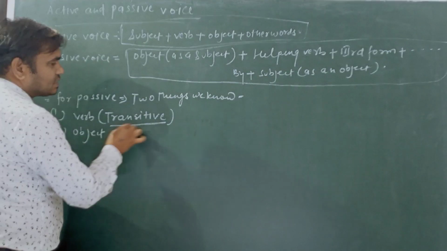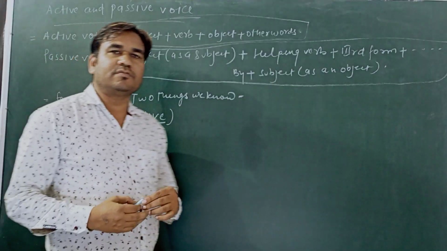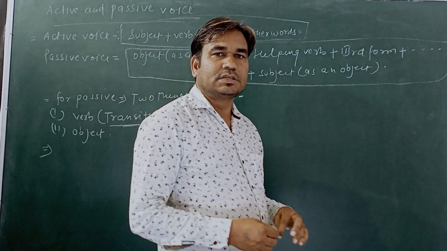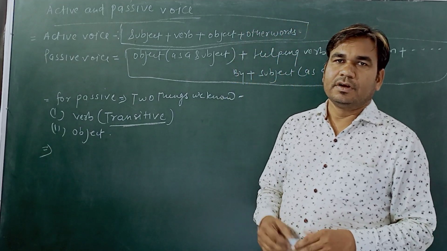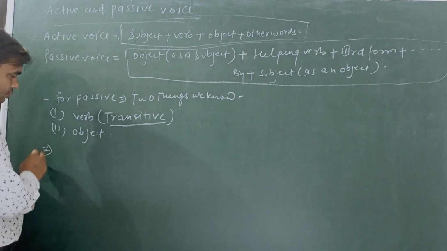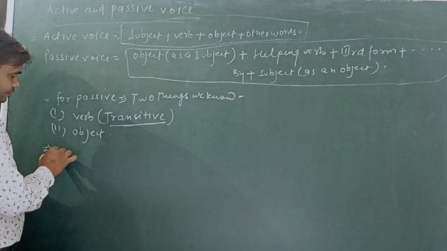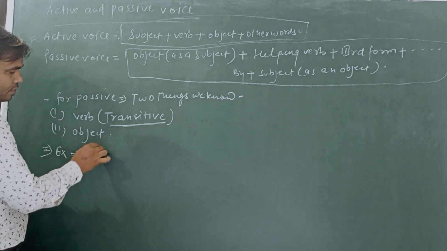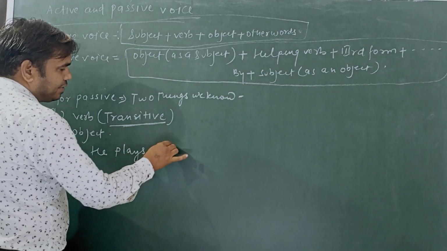and here we discuss transitive verb. So students, you know about transitive verb. Transitive verbs are those verbs which have objects. So object-taking verbs are called transitive verbs. Example: He plays cricket.